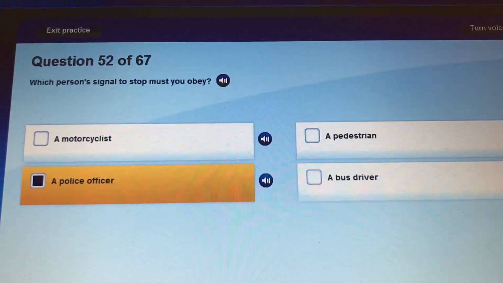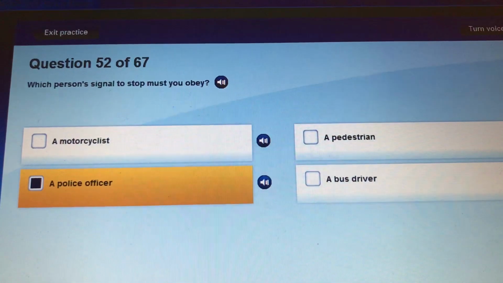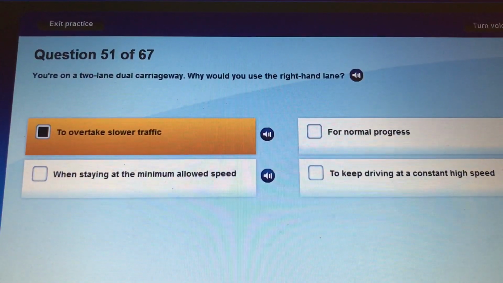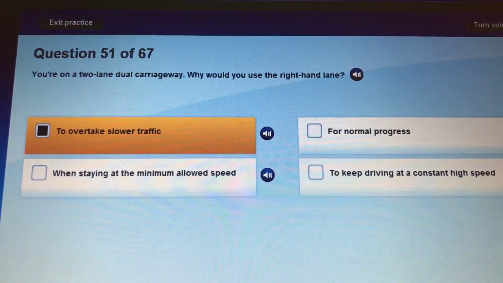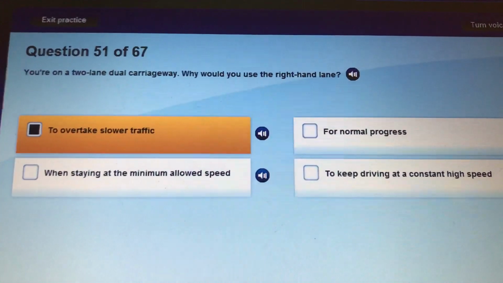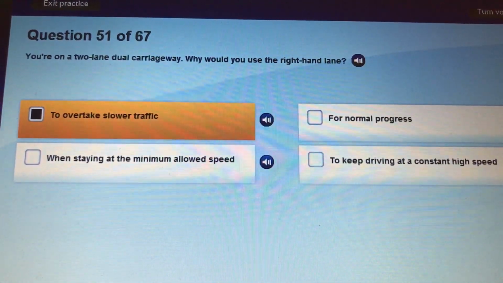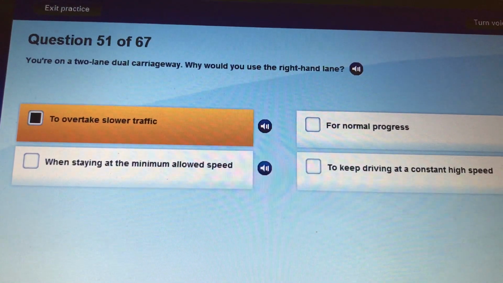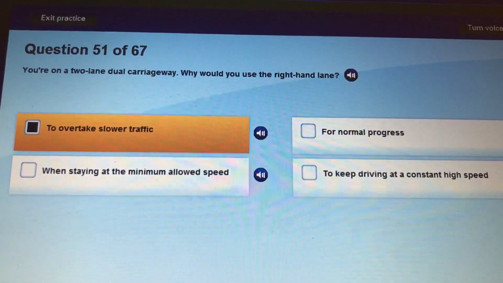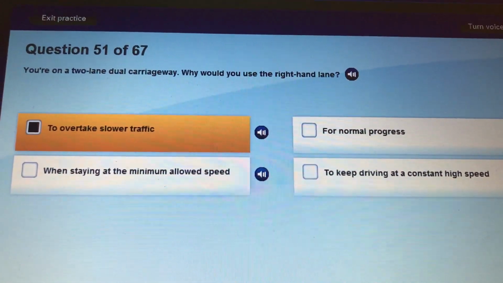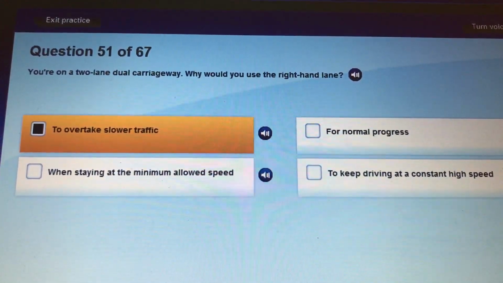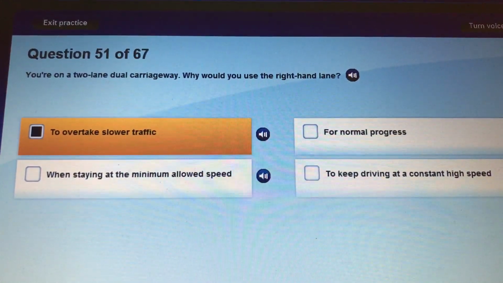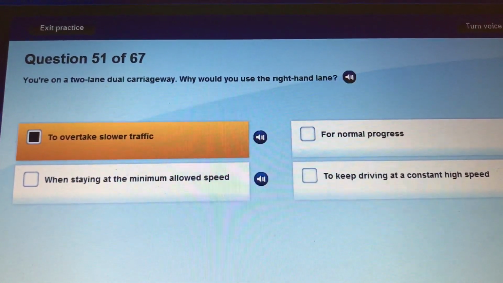Which person's signal to stop must you obey? A police officer. You are on a two-lane dual carriageway. Why would you use the right-hand lane? The right-hand lane of the dual carriageway is used to overtake slower traffic or to turn right.